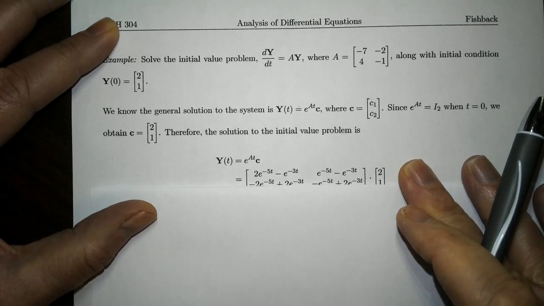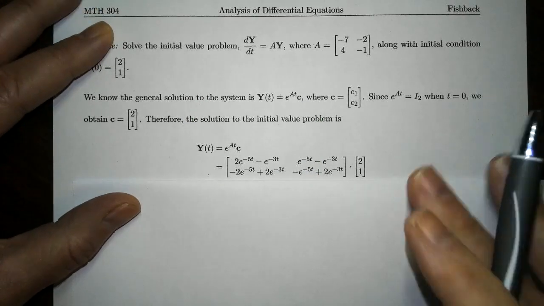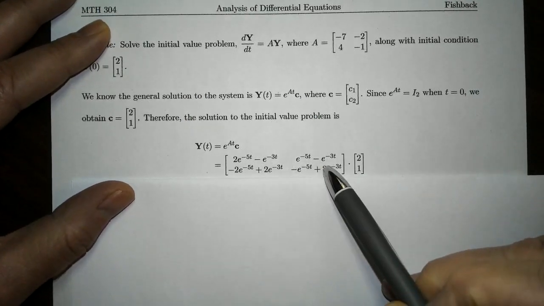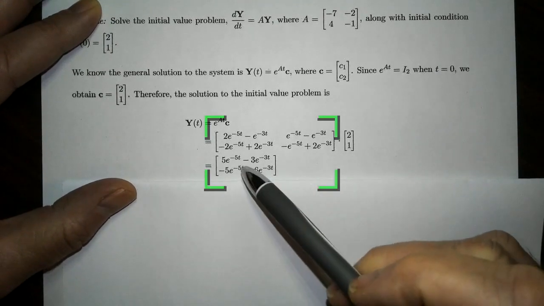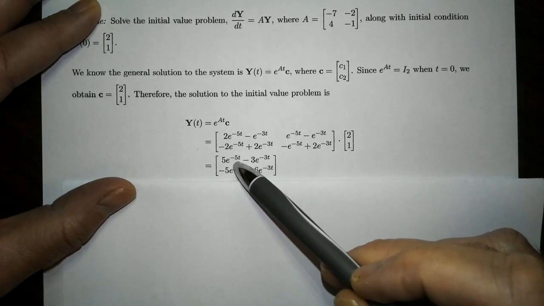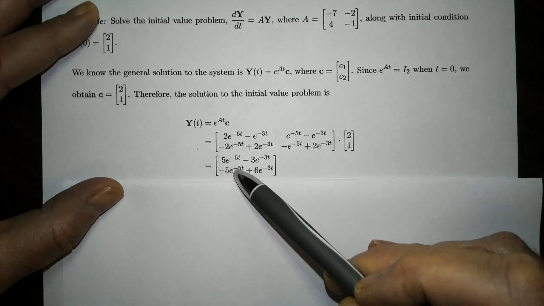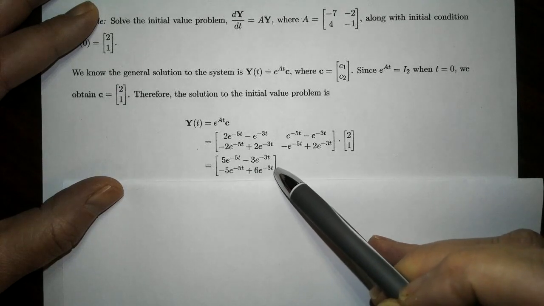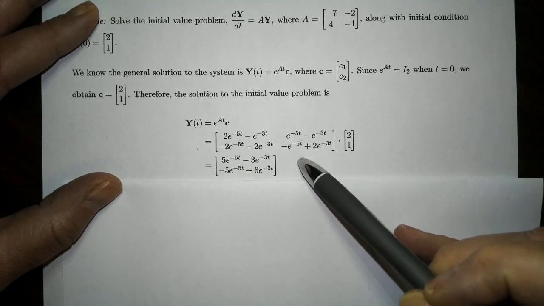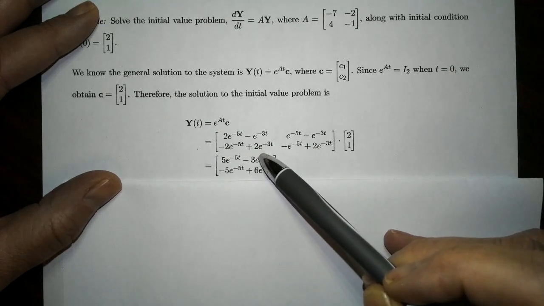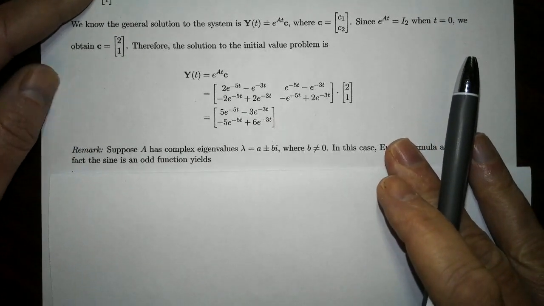So if we take y of t and right multiply e to the At by the vector C, here's e to the At from our previous page, multiply that by 2, 1, and we get the following solution: 5 e to the negative 5t minus 3 e to the negative 3t, and negative 5 e to the negative 5t plus 6 e to the negative 3t. So that's our solution. If we were to break this down into components, little x and little y, this is little x and this is little y. Of course, we could actually check that this is a solution.